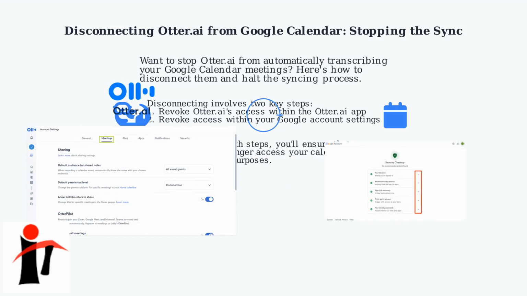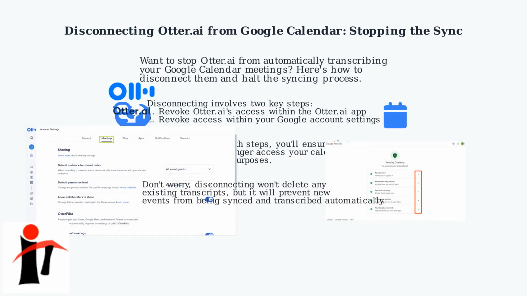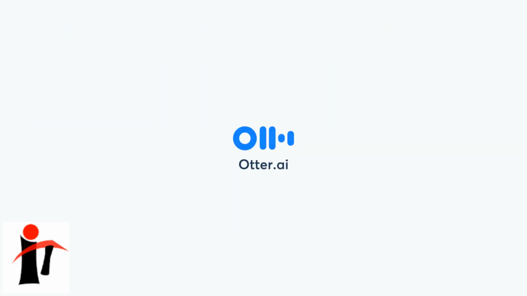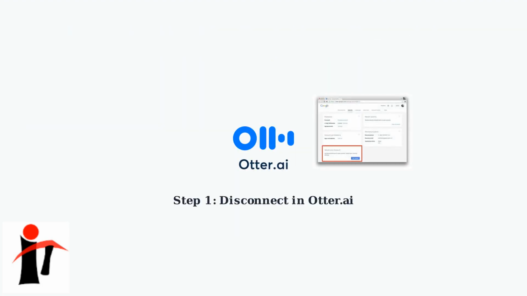Don't worry, disconnecting won't delete any existing transcripts, but it will prevent new events from being synced and transcribed automatically. Here's how to fully disconnect Otter.ai from your Google Calendar. Step 1. Within Otter.ai, go to Settings, then Integrations, and find Google Calendar. Click Disconnect. This stops Otter.ai from requesting new calendar data.